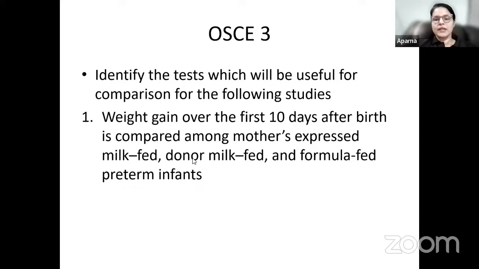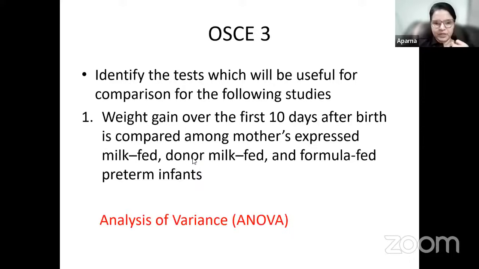Weight gain over the first 10 days after birth. This is compared among mothers' expressed milk-fed group, donor milk-fed babies, and formula-fed babies. So how many groups do you have? You have three groups. Babies who are EBM-fed, donor milk-fed, and formula-fed. And the variable that you're going to compare is the weight gain in grams per kg per day. So you're going to use ANOVA, assuming that this is normally distributed because you have three groups.